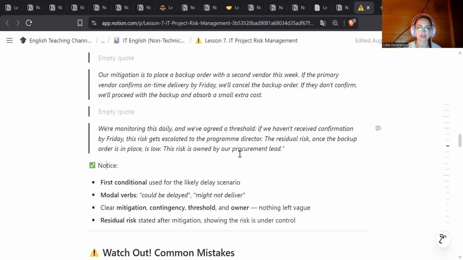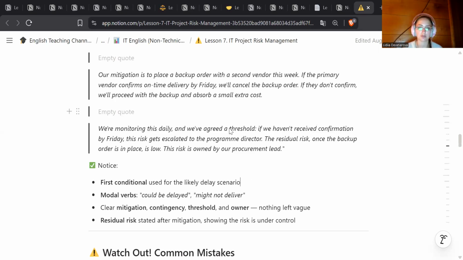Let's notice some things. First conditional, used for the likely delay scenario. Modal verbs: could be delayed, might not deliver. Clear mitigation, contingencies, threshold, and owner, nothing left vague. And residual risk stated after mitigation, showing the risk is under control.